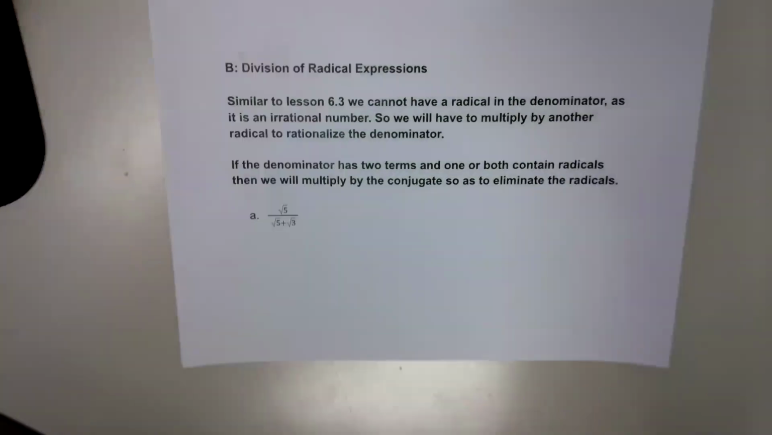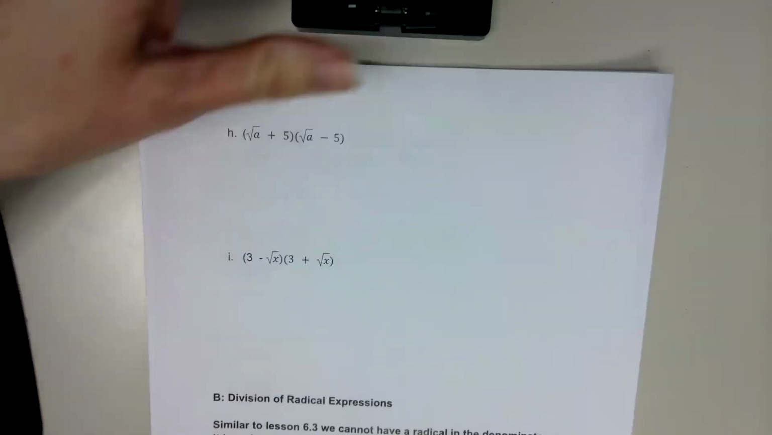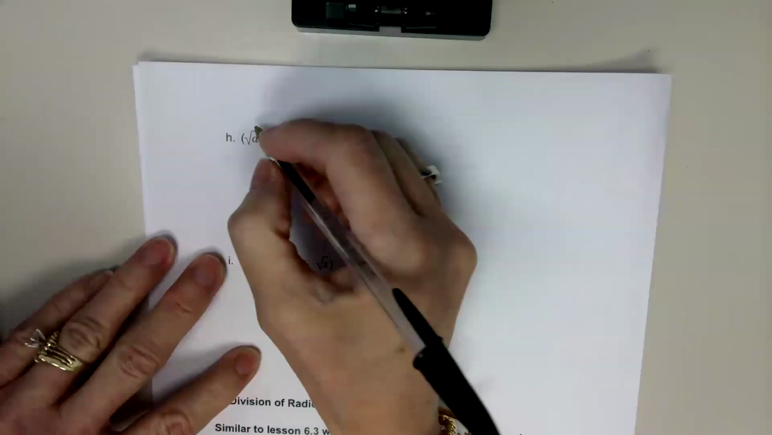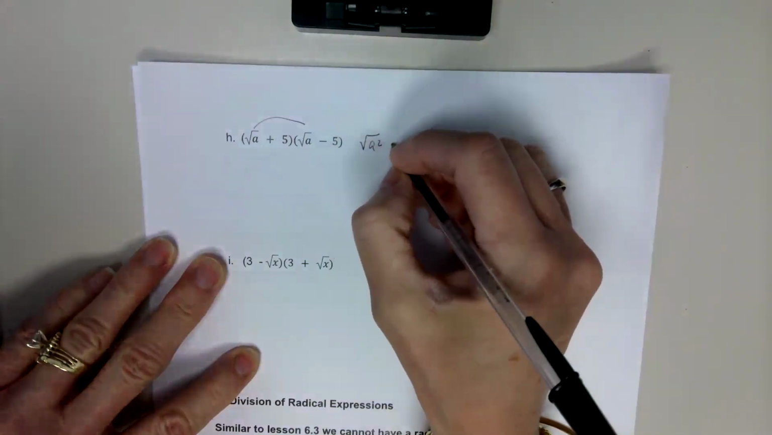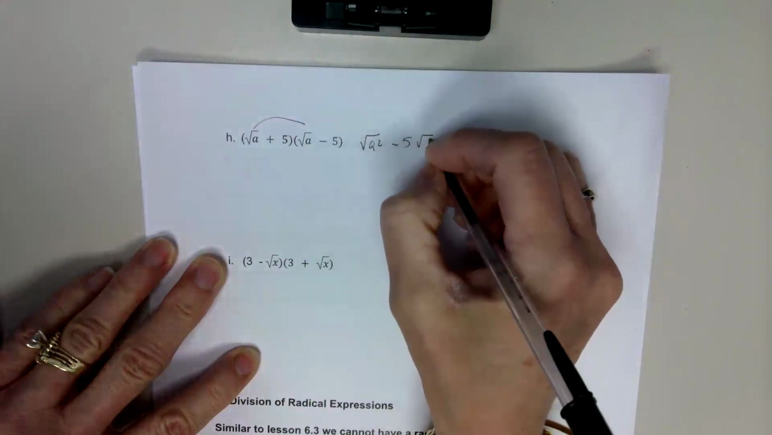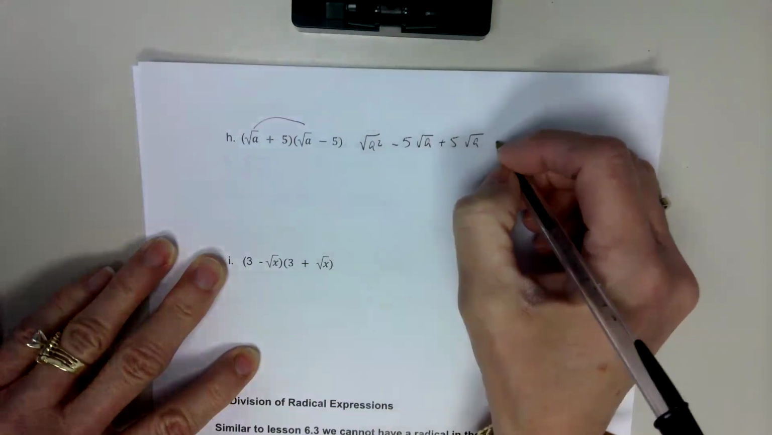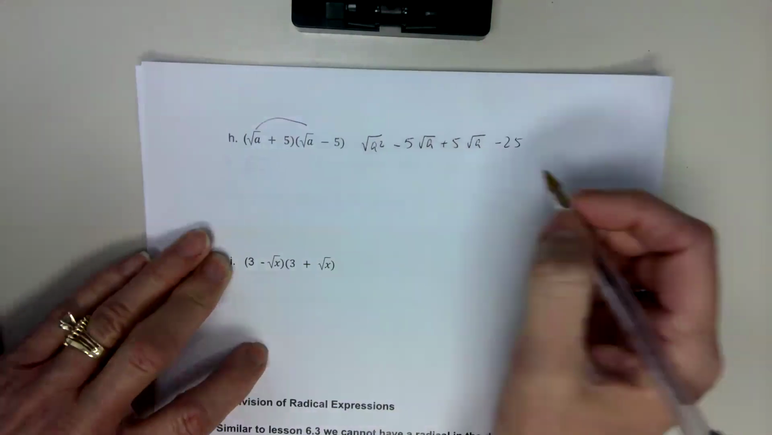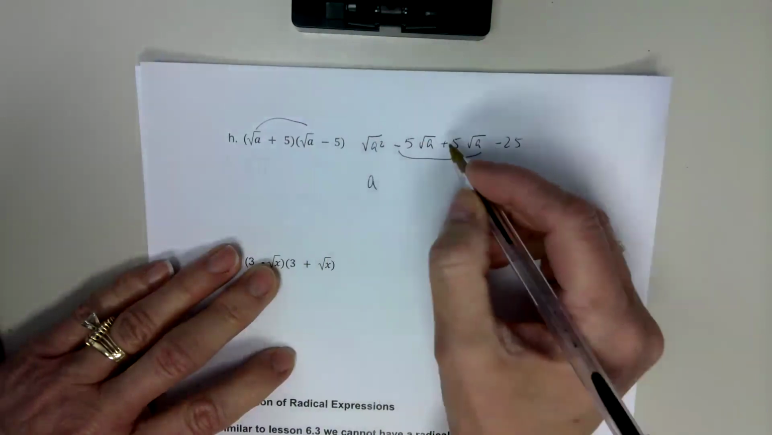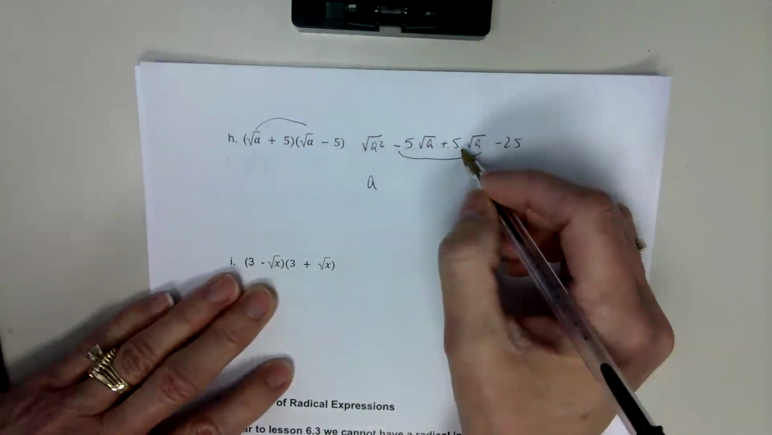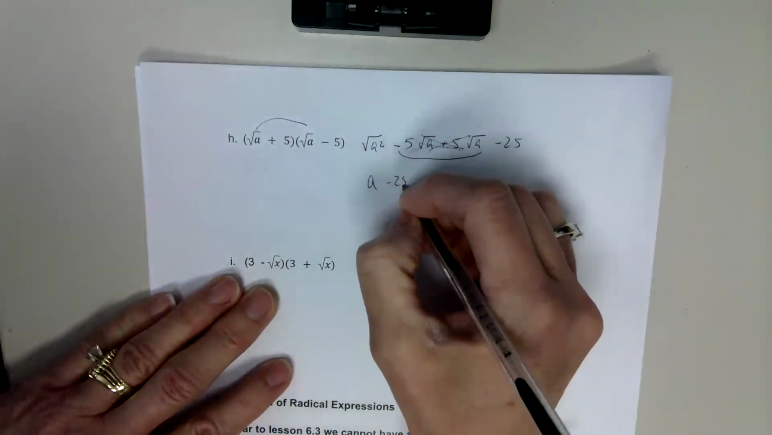H and I are just a few extras here for practice. So let's look at those. Distributing, we have the square root of a squared and then minus 5 times the square root of a. And this time it's plus 5 the square root of a and then minus 25. So that simplifies to a. We've got like terms that actually add to 0 because they're opposites of each other. So minus 25.